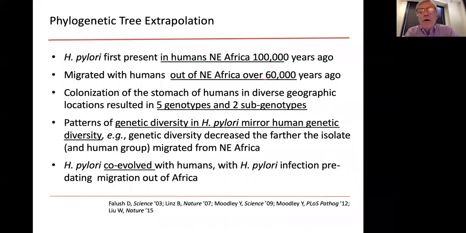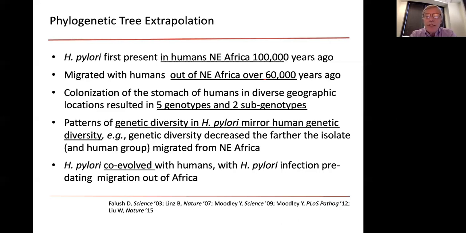These studies allowed the investigators to draw a number of very important and interesting conclusions. First, H. pylori probably first made its zoonotic jump to humans about 100,000 years ago in Northeast Africa. H. pylori migrated with humans out of Northeast Africa about 60,000 years ago. And colonization of the stomach by humans in these diverse geographic locations resulted in the 5 genotypes and the 2 subgenotypes that I just mentioned.